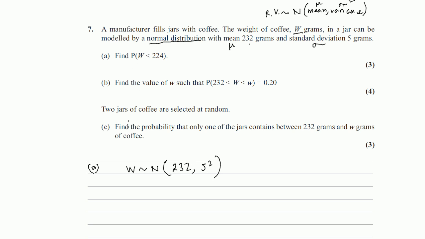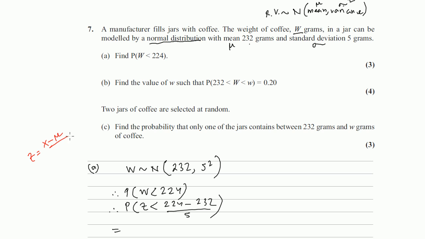So the first question is W is less than 224. This is a type 1 sum where you find the probability. So probability of W is less than 224 grams. The first thing that you do in a normal distribution is to make it unit free. And to make it unit free, you have to do the Z score. Z is less than 224 minus mean 232 divided by the sigma 5. So this is the Z score formula. Let me write it out here. Z equals random variable minus mean divided by sigma. This is the Z score to make it unit free.